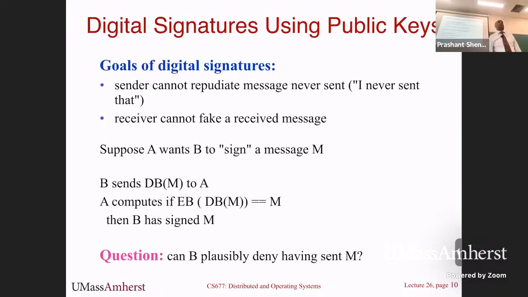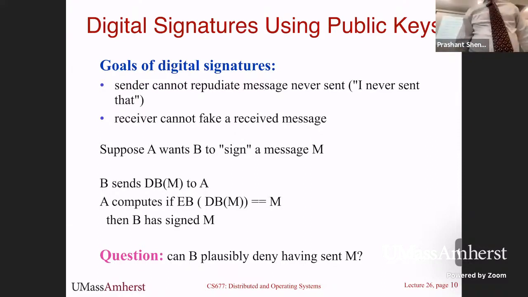We'll now use this idea to do something else, which is called digital signatures. We already saw how Alice can use the private key to encrypt a message. So you can use public and private keys also to construct what are called digital signatures. What properties do you want from a digital signature? Essentially, there are two things. If you sign a document electronically, you want the signer not to be able to claim that they never signed it.